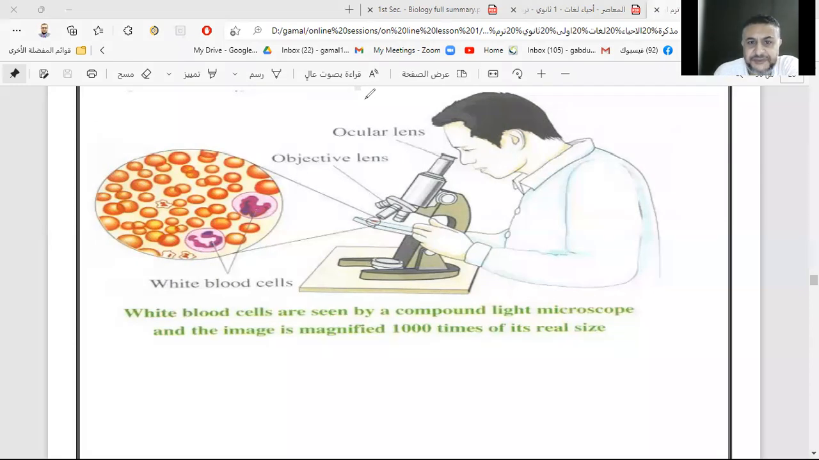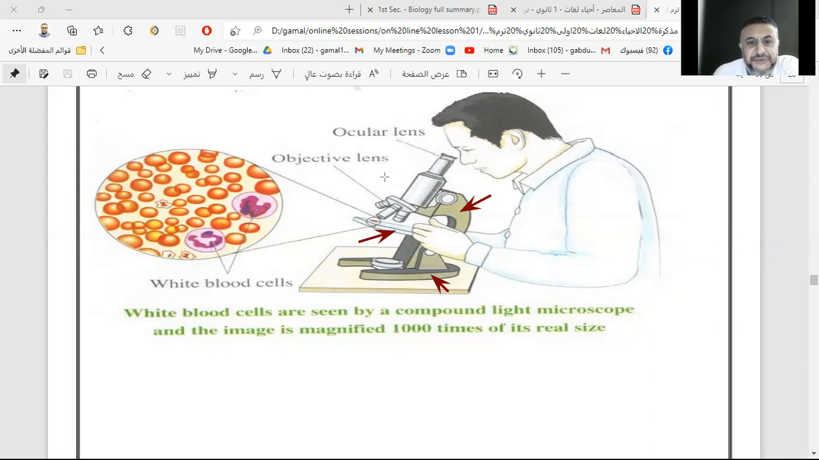It has many parts. Some parts are called mechanical parts and some parts are called light parts. From the mechanical parts here, we have the base. This is the base of the microscope on which the microscope stands and rests. And also from the mechanical parts, the arm. You can hold the microscope from the arm. And also from the mechanical parts, you have here the stage that you put the slide on.